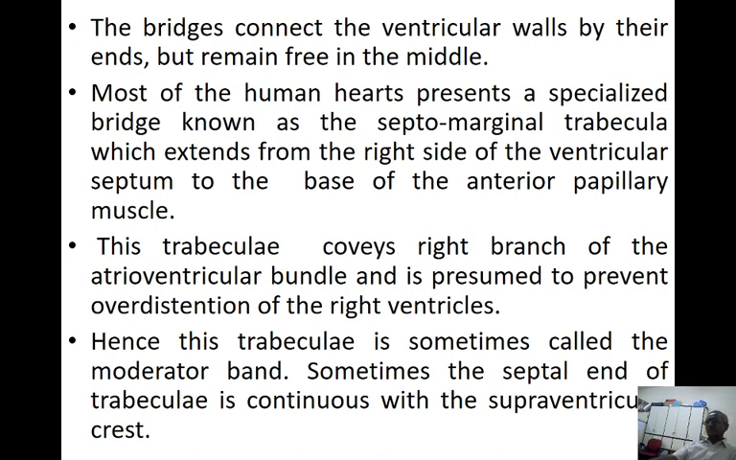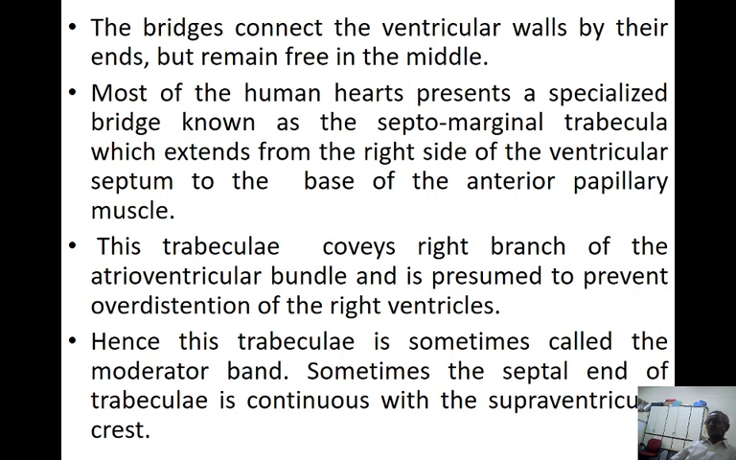Most of the human hearts present a specialized bridge known as the septomarginal trabecula, which extends from the right side of the ventricular septum to the base of the anterior papillary muscle. The septomarginal trabecula conveys the right branch of the atrioventricular bundle and is presumed to prevent over-distension of the right ventricle. Hence, the trabecula is sometimes called the moderator band. Sometimes the septal end of the trabecula is continuous with the supraventricular crest.